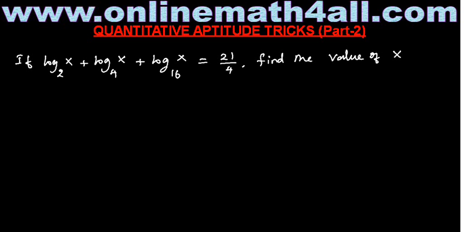If log x to the base 2 plus log x to the base 4 plus log x to the base 16 is equal to 21 over 4, find the value of x. So we have only one piece of information, that is log x to the base 2 plus log x to the base 4 plus log x to the base 16 is equal to 21 over 4. From this we have to find the value of x.